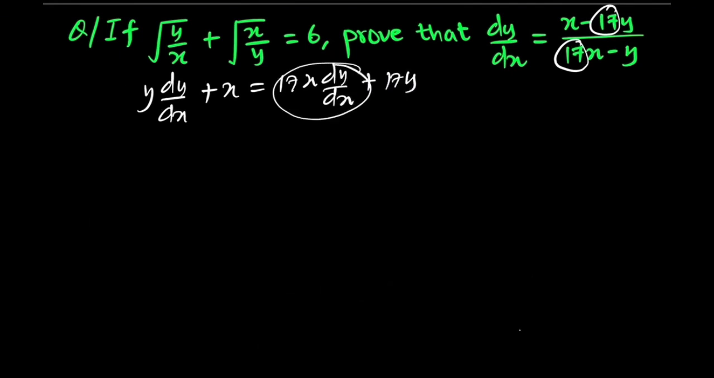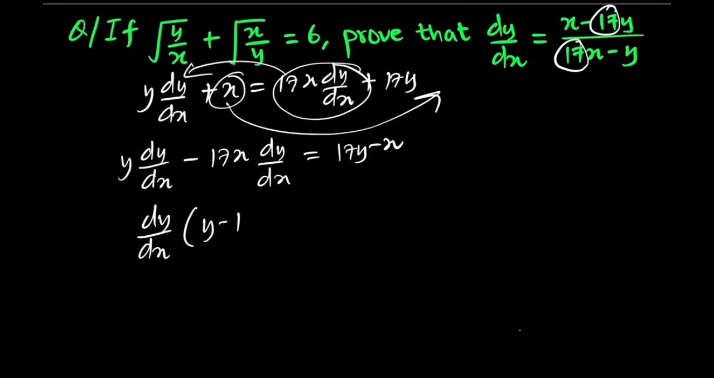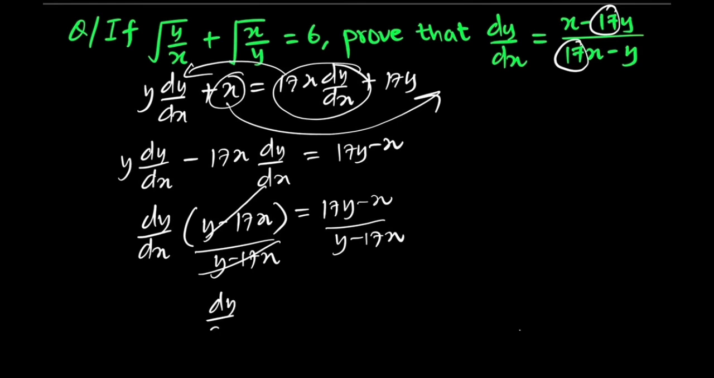Now bring this dy over dx to this side and take this x to the other side, which becomes y dy over dx minus 17x dy over dx equals 17y minus x. Since dy over dx is common on this side, take it out, which becomes dy over dx bracket y minus 17x equals 17y minus x. Divide by y minus 17x on both sides of the equation. This gets cancelled out, which leaves us dy over dx is equal to 17y minus x divided by y minus 17x.